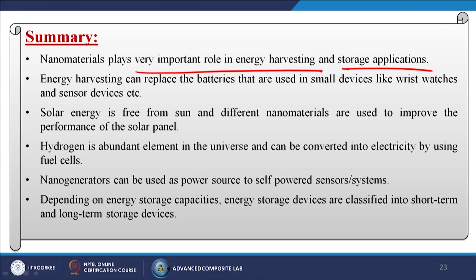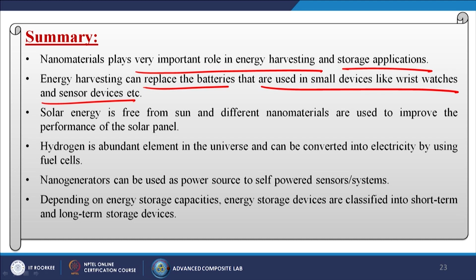And for doing those things, what kind of nanomaterials people are using nowadays, how we can change their efficiency, what the input parameters can be so that we can choose the nanomaterials, and what kind of modifications we can do so that we can increase the efficiency. Nanomaterials play a very important role in energy harvesting and storage applications. Energy harvesting can replace the batteries used in small devices like wristwatches and sensor devices.